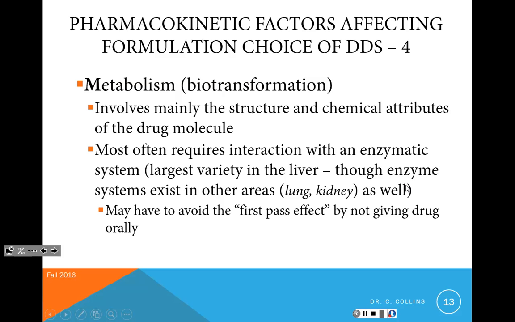And you can actually have the equivalent of a first pass effect on an injection, because everything that's injected into the veins will then first pass through the lungs before it gets to the rest of the body. Although the different number of biotransformation systems in the lung don't rival the liver at all.